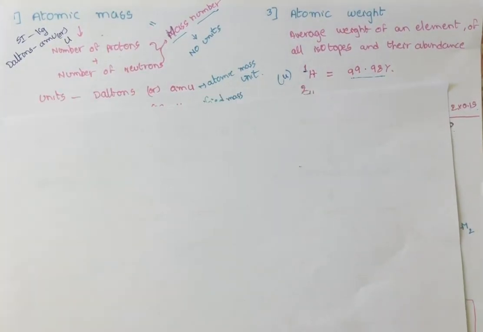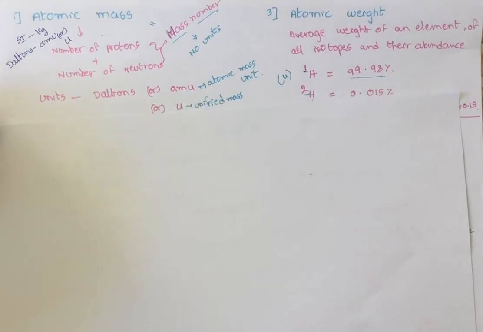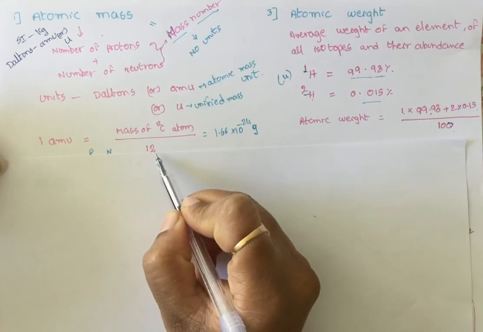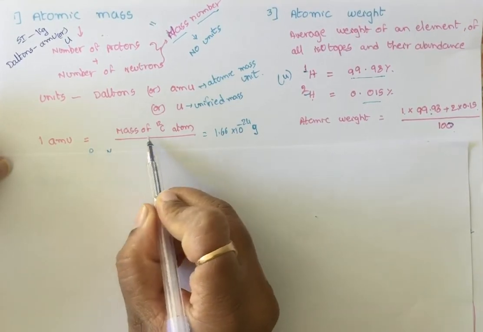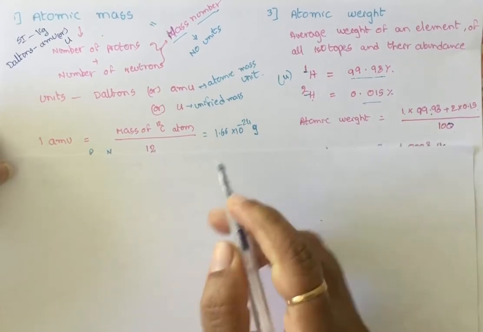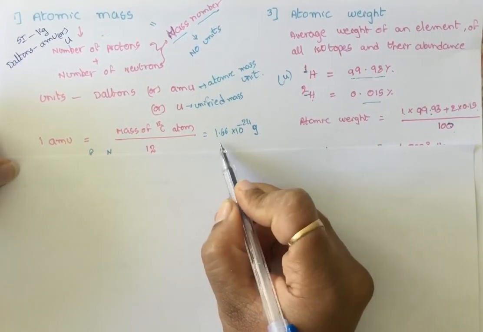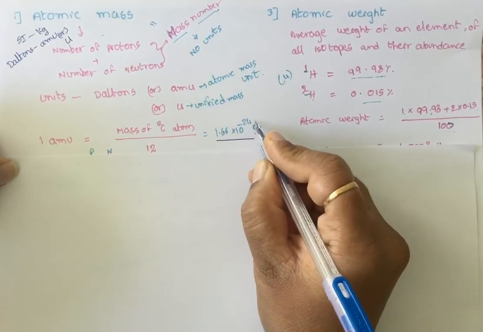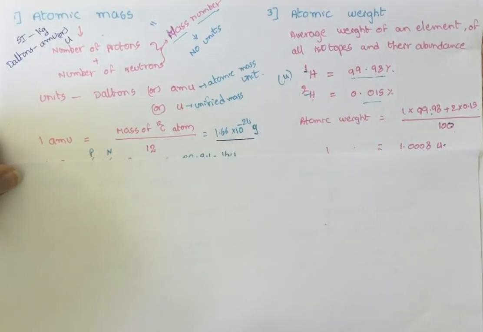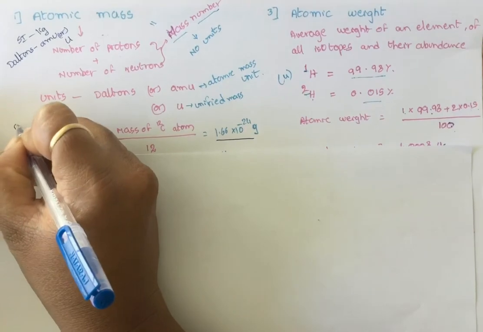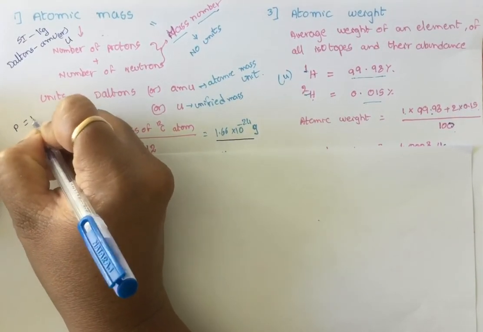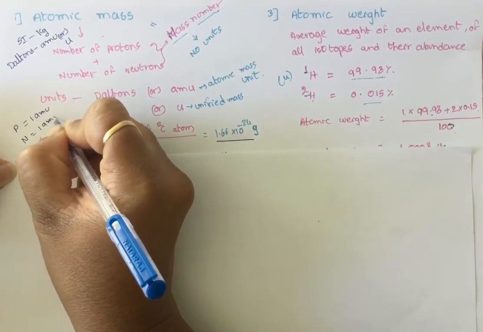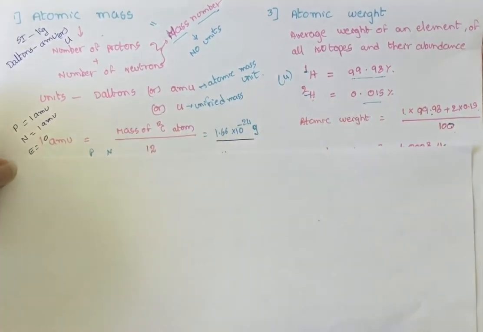What is an atomic mass unit? Atomic mass unit is defined as the mass of the C12 isotope divided by 12. One atomic mass unit is equal to the mass of the C12 isotope divided by 12. If you do this, you get the atomic mass unit, and its value is almost 1.66 into 10 power minus 24 grams or 10 power minus 27 kg. If you look at the subatomic particles, a proton has almost 1 atomic mass unit, a neutron has 1 atomic mass unit, and an electron has 0.